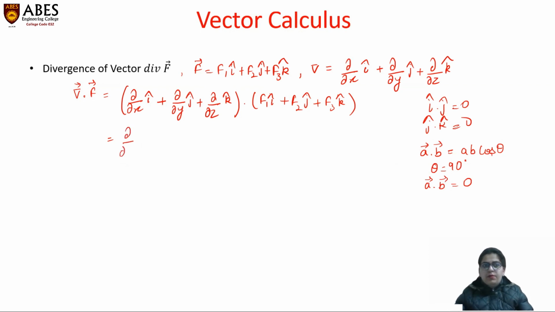So the dot product will be the partial derivative of f1 with respect to x, plus the partial derivative of f2 with respect to y, plus the partial derivative of f3 with respect to z. In this manner, we can calculate the divergence of a function.